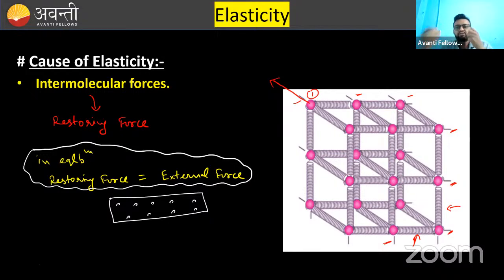Next, we have studied stress. What is stress? Stress is of three types. What are the three types? Longitudinal, second was tangential, third was volumetric stress. Clear? We are not going to discuss a lot of things here because it will create a mess in your mind.